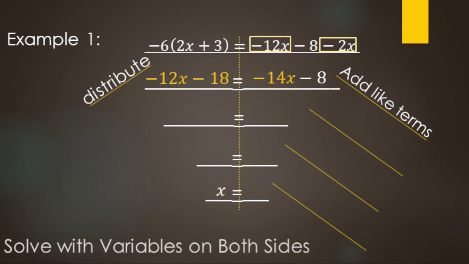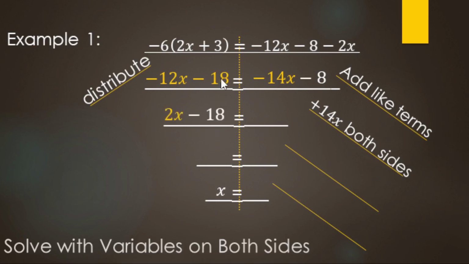We do want to get x to one side or the other when we have variables on both sides of the equal sign. So we'll add 14x to both sides. So negative 12x's plus 14x's make positive 2x's. Still have the minus 18. Negative 14x plus 14x, no more x's there, just the negative 8. Again, if you can do these in your head, great. That's a plus 18 and then a divide by 2.